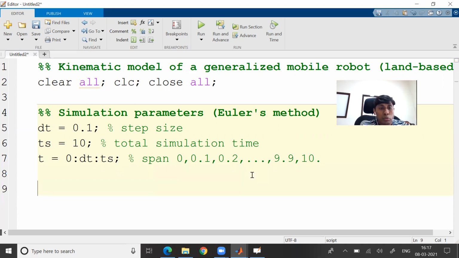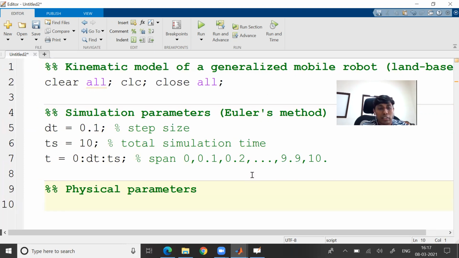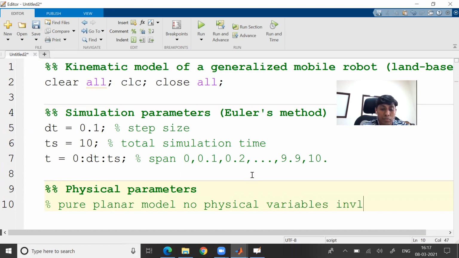Now we'll go to the physical parameters. Unfortunately, here there is no physical parameter. We will say this is a pure planar model, no physical variables involved in this. But later on we would be varying it.